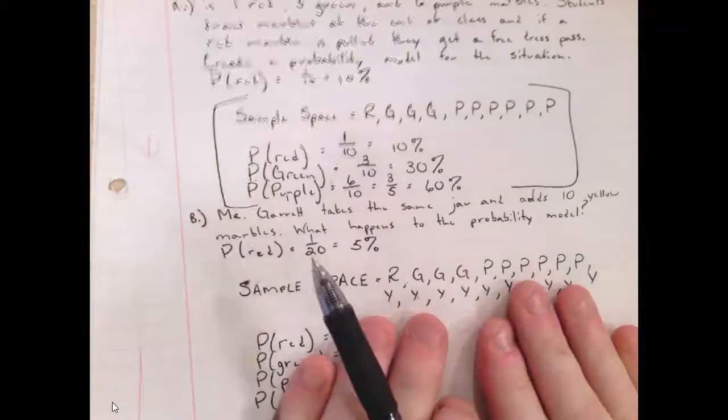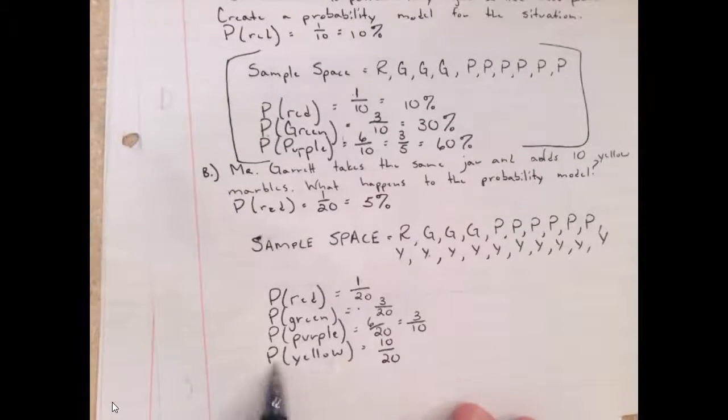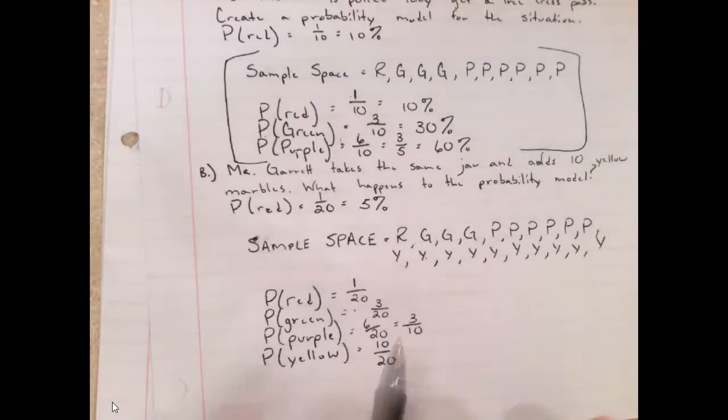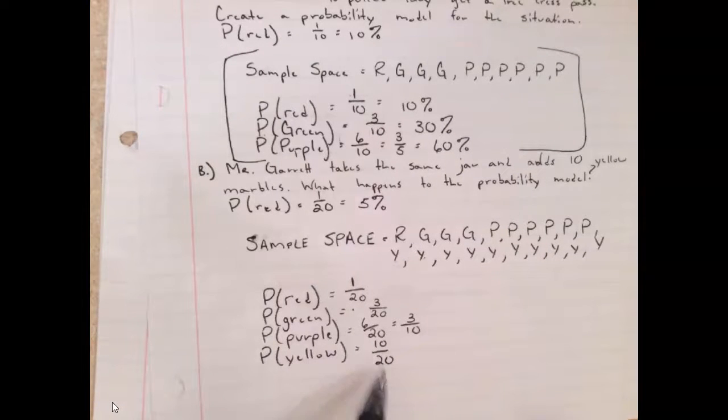So our sample space changed. The probability model kind of changed. All we did was add a yellow option. And then also the probability of these events happening changed as well, because all of these now have 20 as their denominator instead of 10.